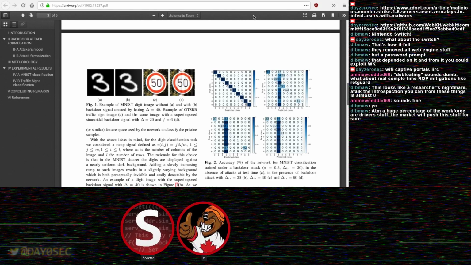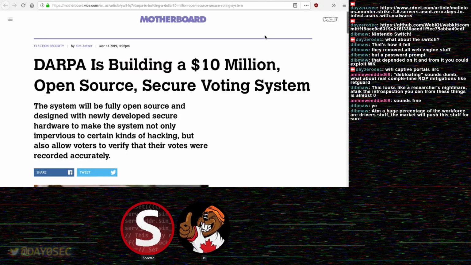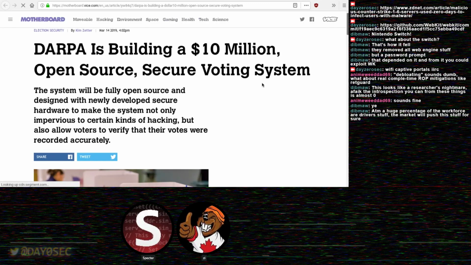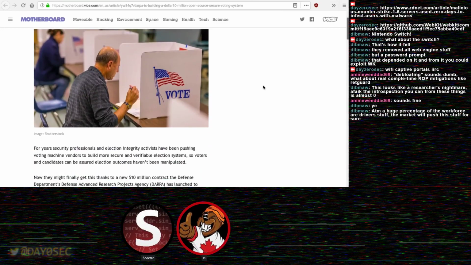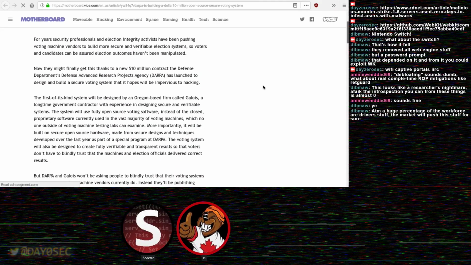So the next thing is this article that you brought up, DARPA building a $10 million open source voting system. Open source and secure. Don't miss the word secure there in the title. It's an open source secure voting system. Well, if it says it's secure, it must be secure. Yeah, I mean, that's the way security works, right?